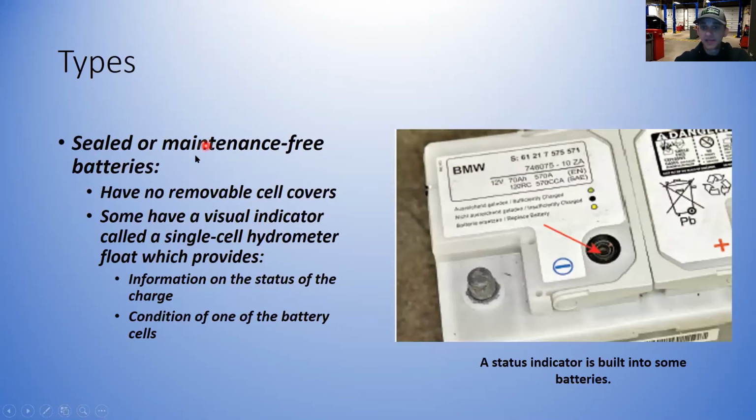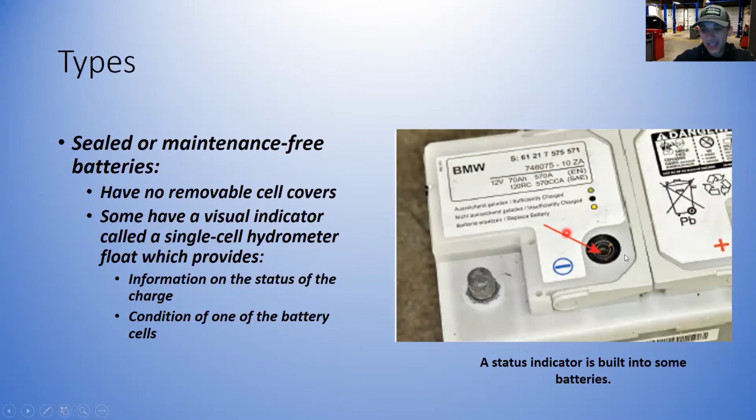And then we have sealed or maintenance-free batteries. As you can see here, they have no caps that you can remove. That means they are maintenance-free. You cannot maintain the level of the electrolyte. You cannot check the specific gravity of the electrolyte, anything. I can't adjust it, fix it, nothing. So it's a maintenance-free or a sealed battery.